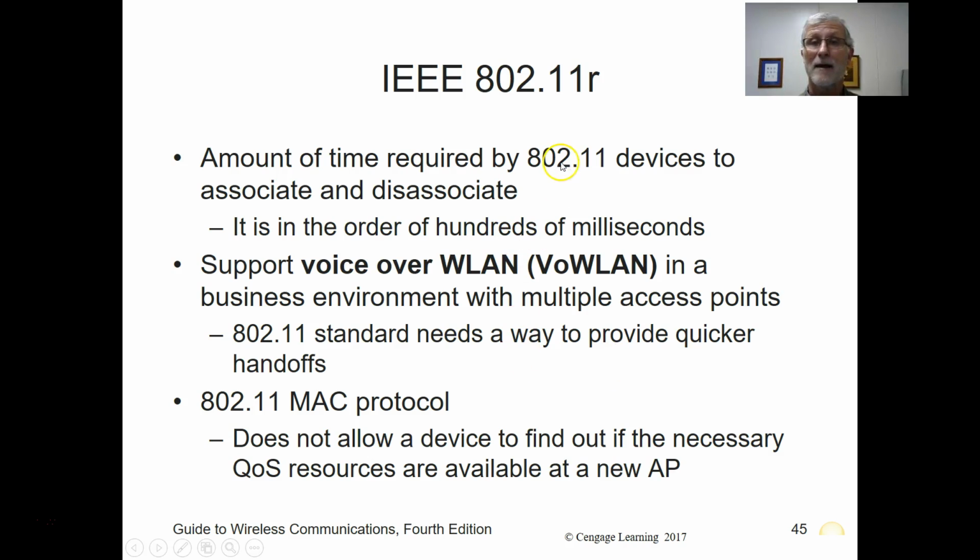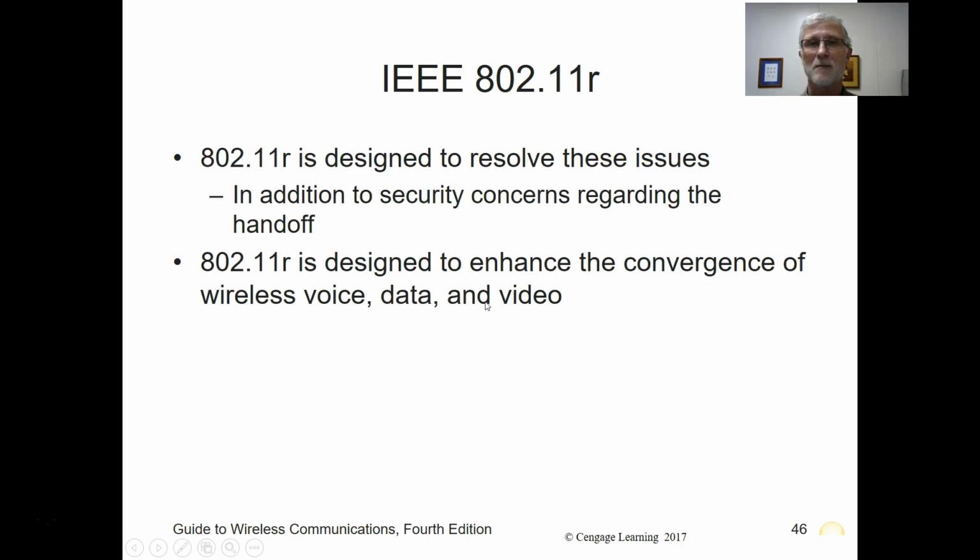Now 802.11r addresses the amount of time required by devices to associate and disassociate. So I'm trying to speed up how fast people can get in and out of this. Now you can use voice over wireless LAN. So you've probably seen some of that option. It's designed to resolve some of the issues with security, handoff, and enhance convergence of voice, data and video.